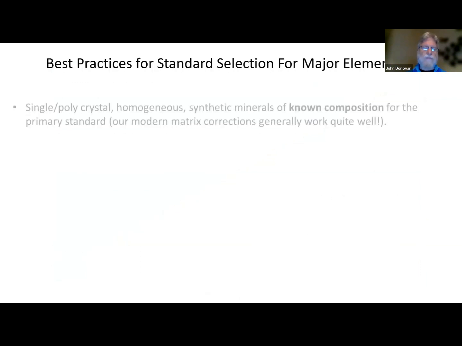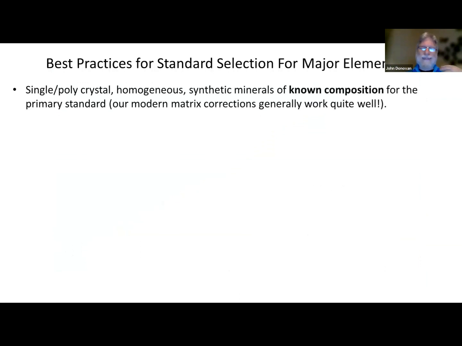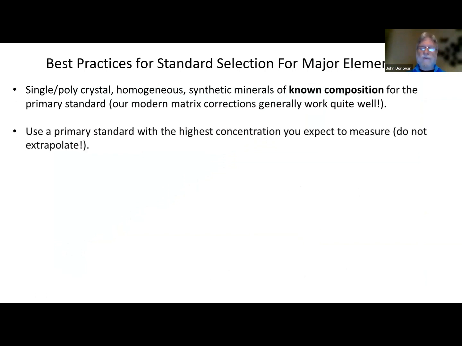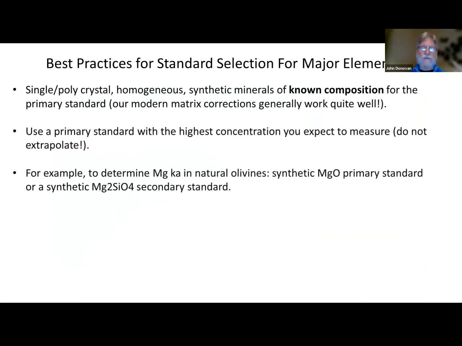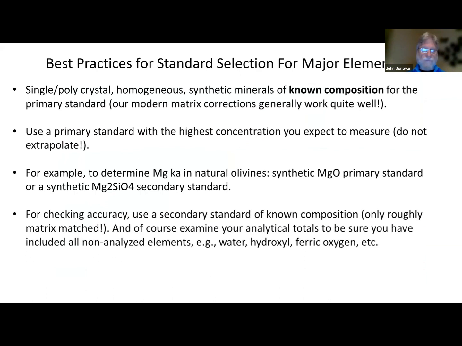So, best practices. We want to ideally have synthetic homogeneous minerals, pure metals, or whatever if we're doing alloys. The modern matrix corrections are working really well. Use a primary standard with the highest concentration that you expect to measure. Don't extrapolate. That's true for both major elements and traces. For checking accuracy, use a secondary standard.